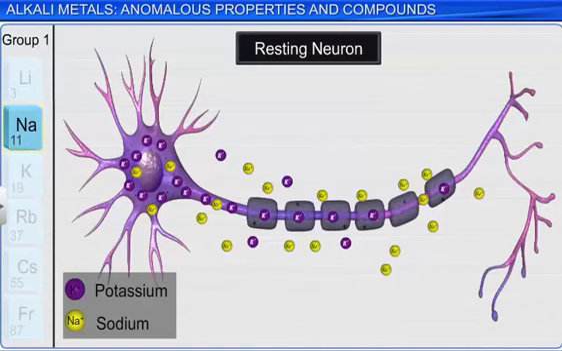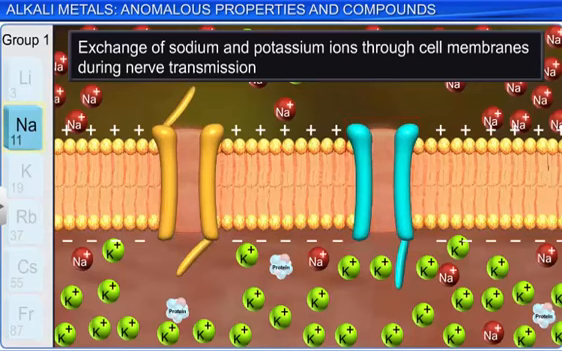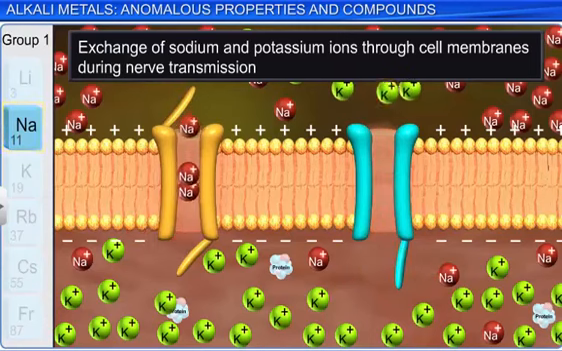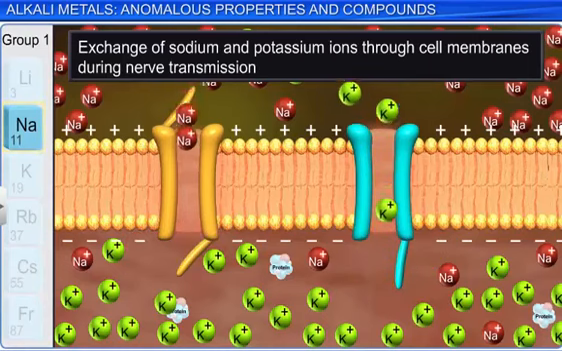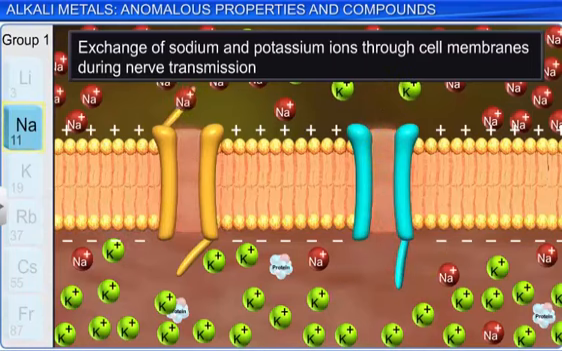There are sodium ion channels and potassium ion channels in the cell membranes. When these become activated, sodium ions rush into the cell and potassium ions flow out of the cell. The movement of sodium and potassium ions causes the polarity of the membrane to change momentarily. As this moves down the neuron, the nerve signal travels through the body.